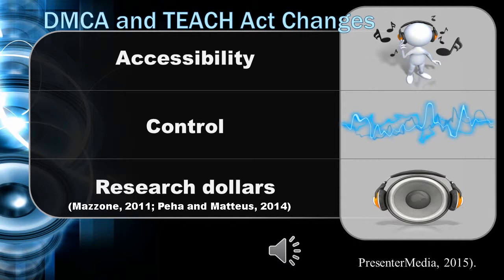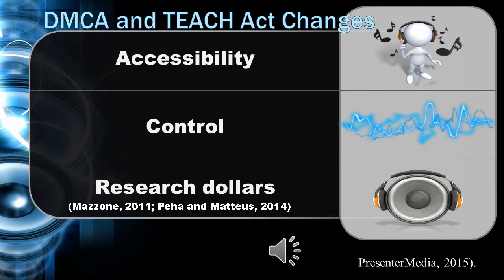So I would suggest decriminalizing some parts of this and providing a process for people who are using materials to confront content holders on their infringement claims.